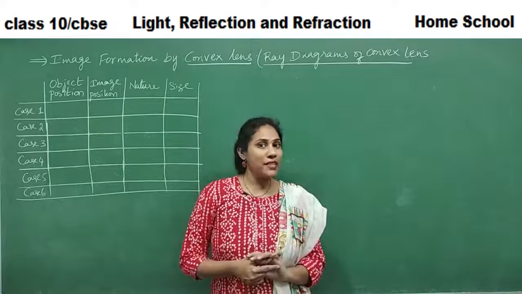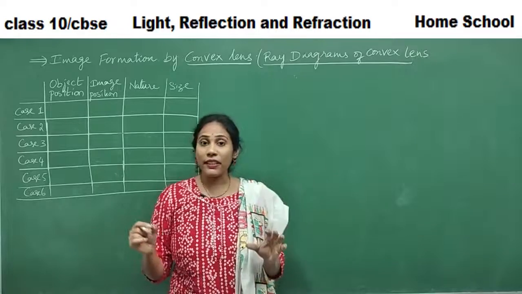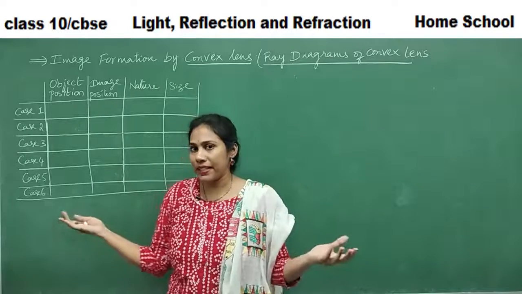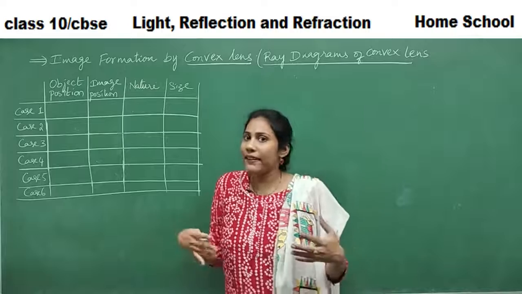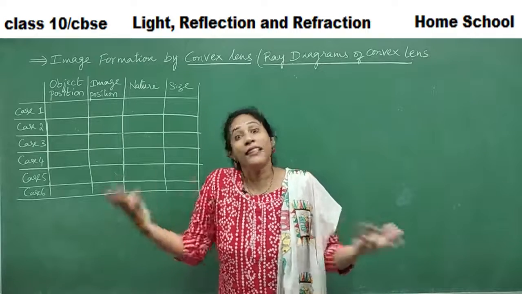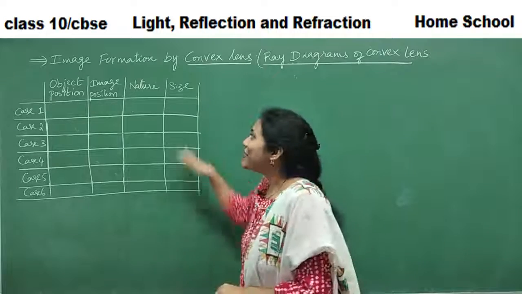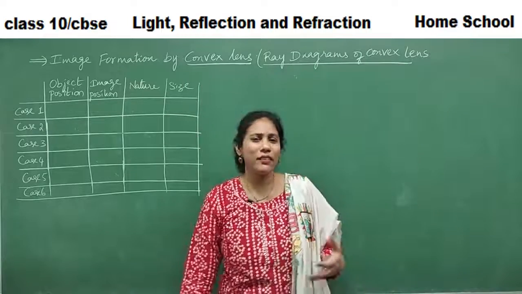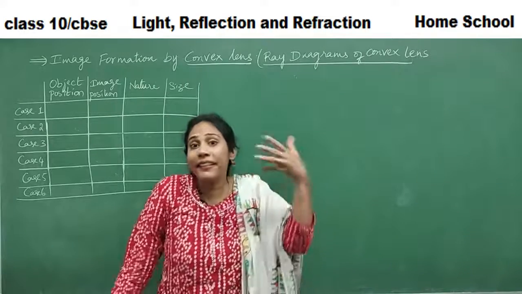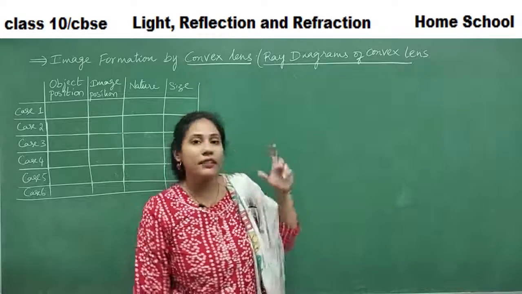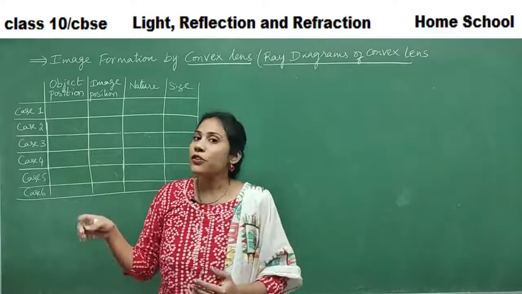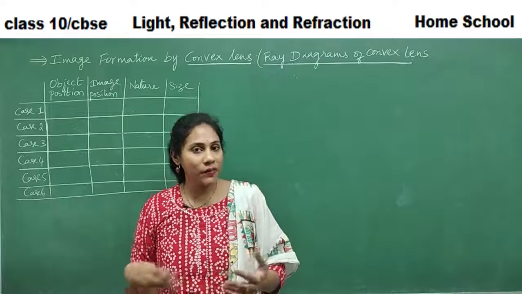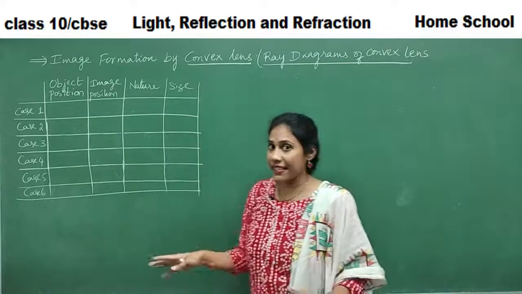And coming to today's concept, the most important concept of this chapter, I can say. All the concepts are important, but this is the important of the important. That is image formation by convex lens, or how do we predict the image by drawing the ray diagrams? So let us try to draw the ray diagrams one by one. Here we will have 6 cases.